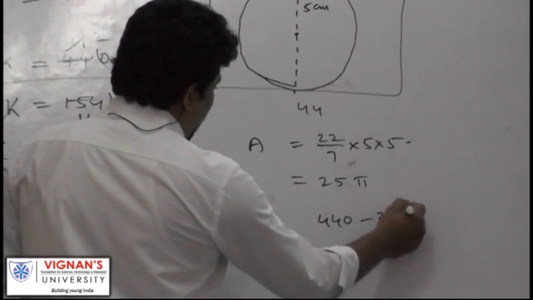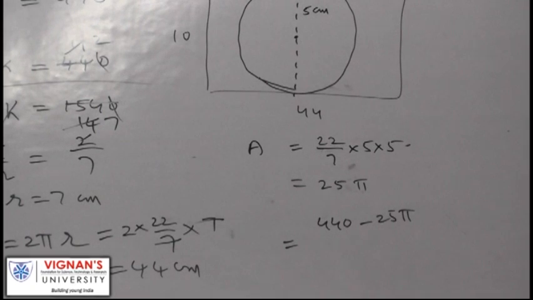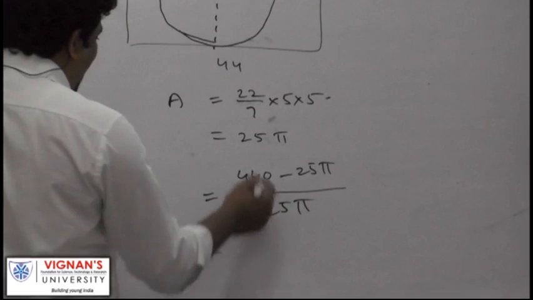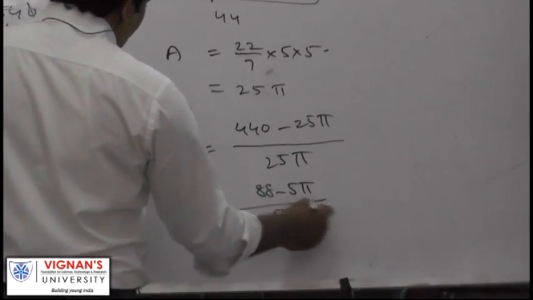440 minus 25 pi is uncut. Total area minus cut will give you the uncut region. Cut region is how much? 25 pi. Take out 5. 88 minus 5 pi by 5 pi. This is your answer.